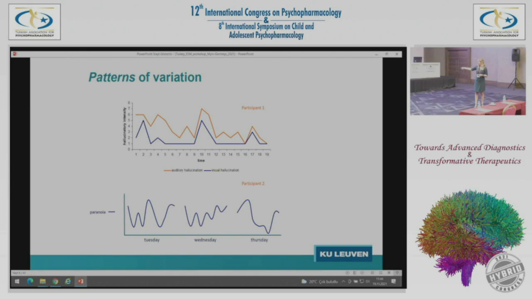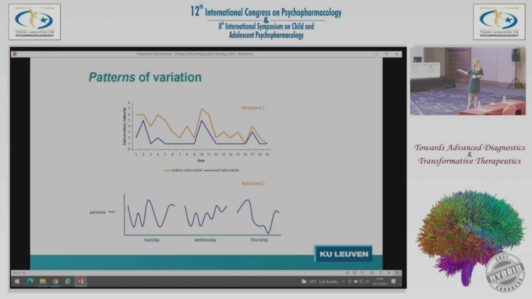Of course, this is interesting because it has been known from work such as that of Richard Bentall and Daniel Freeman that, for example, delusions vary over time, that the intensity varies.